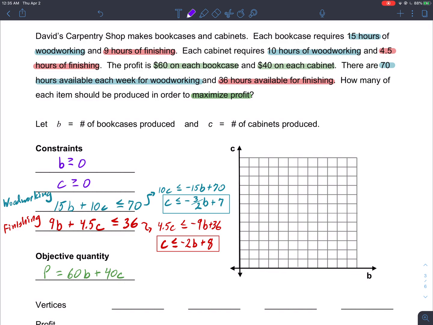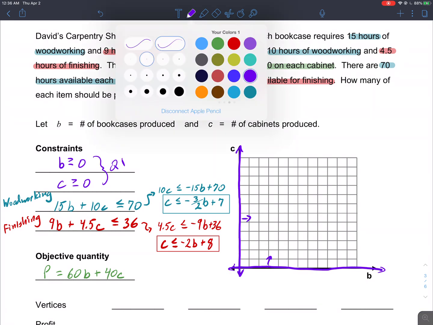B is greater than or equal to 0. That's a vertical line basically here. C is greater than or equal to 0. That's a horizontal line on the x-axis. Basically, those two constraints, again, restrict us to quadrant 1. And again, greater than, so we are in quadrant 1.